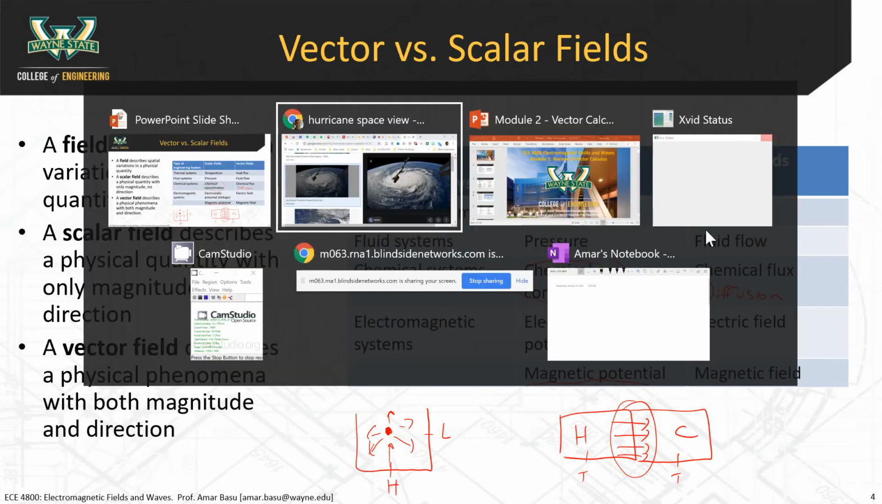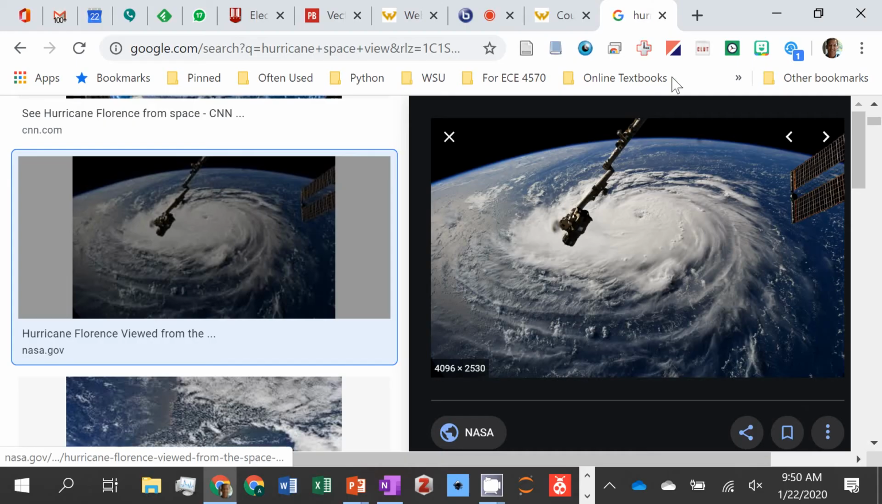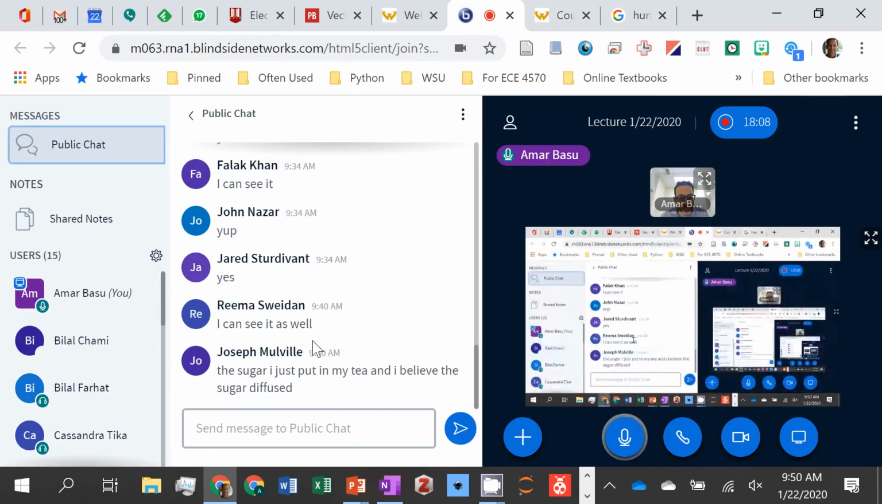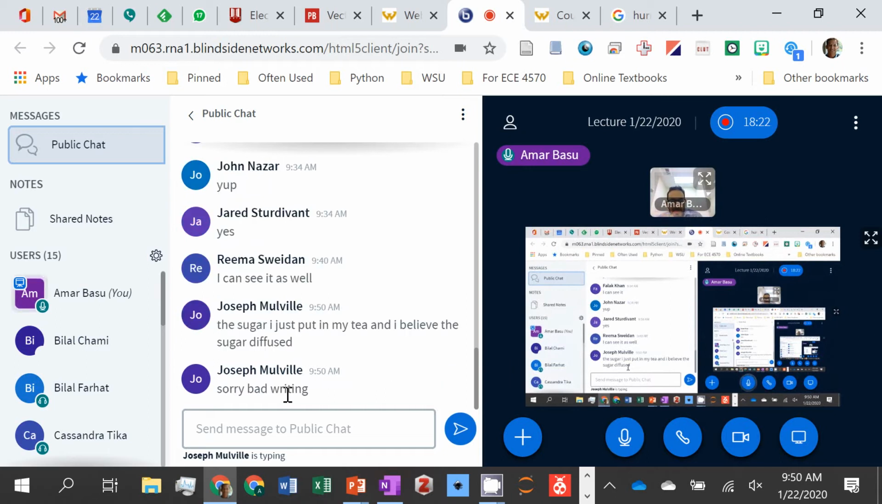Let me jump back to our conference here and see if there are any questions. Thanks, Joseph. Yeah, the sugar I just put in my tea, I believe the sugar diffused. Absolutely. You actually enhanced the mixing by stirring the sugar into your tea, and that is a separate phenomenon called convection. Convection can also be described by vector fields. Oh no problem, I totally get what you're saying.